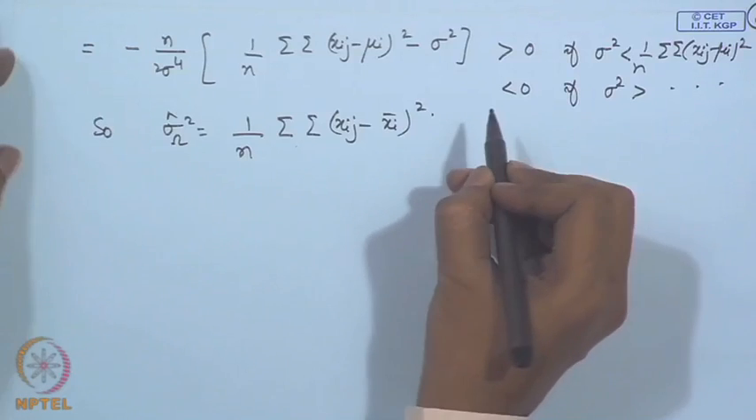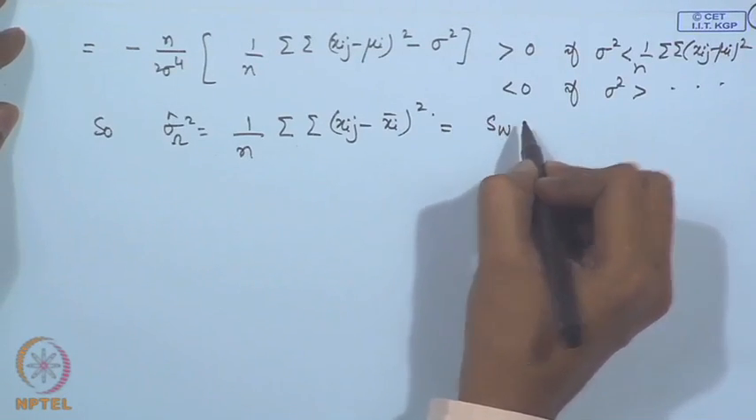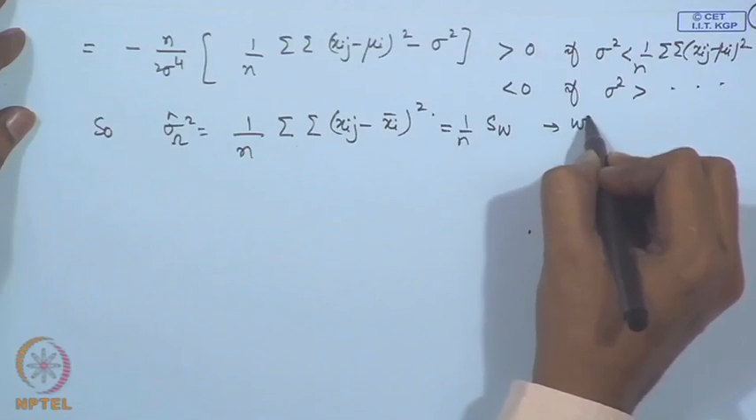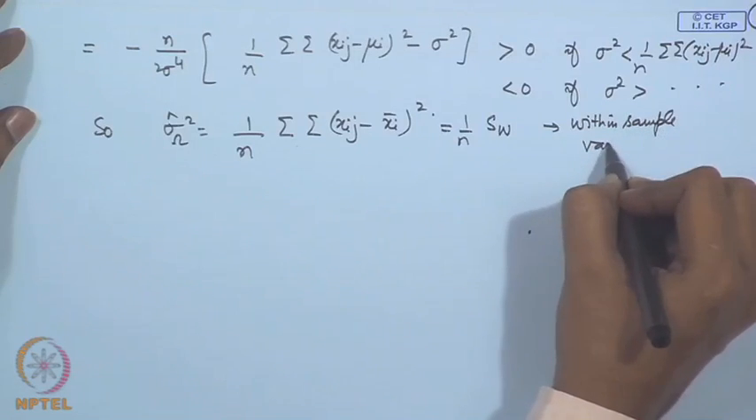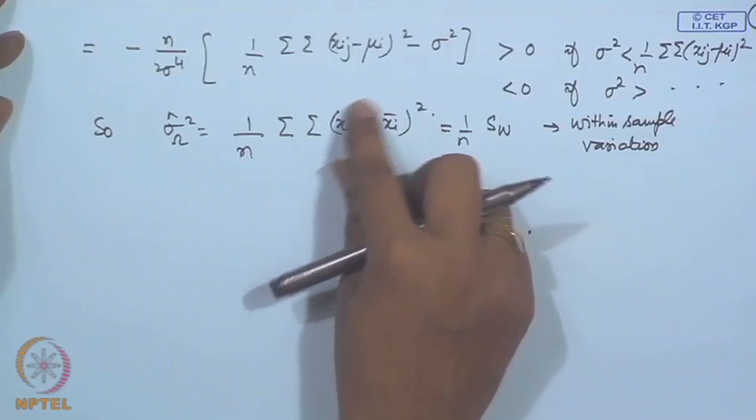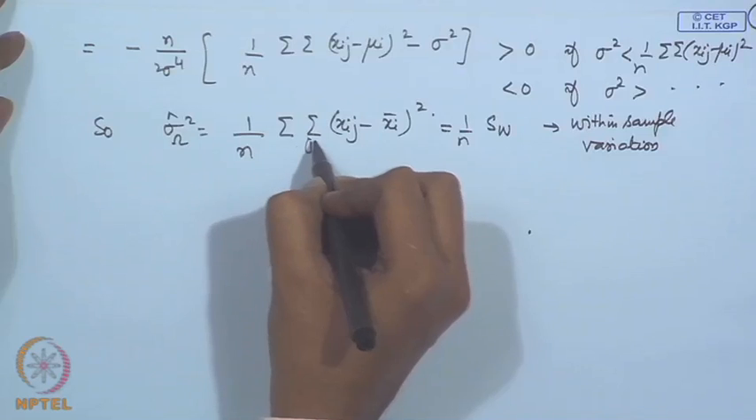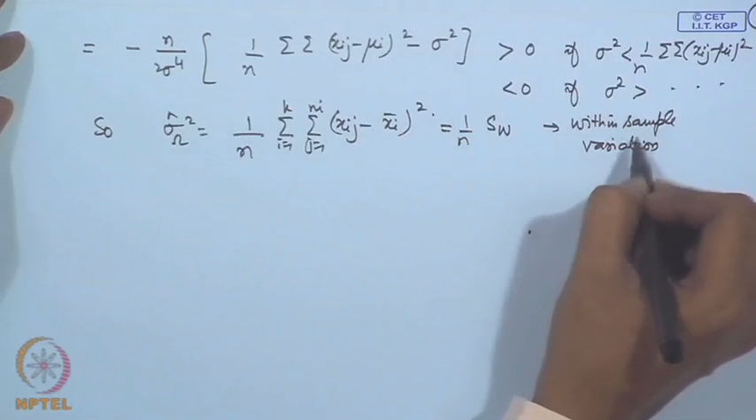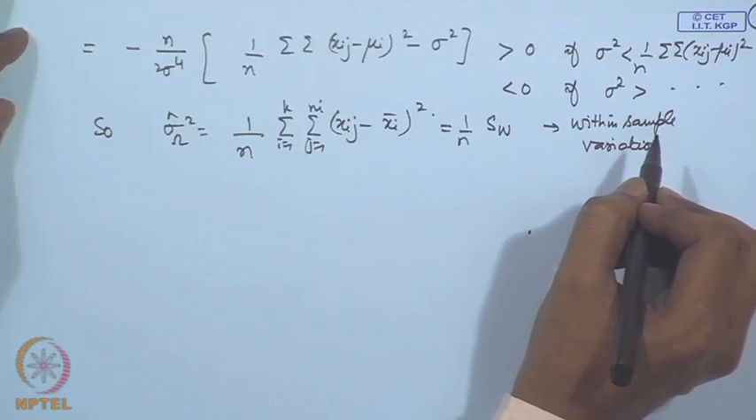I give a notation to this. This is equal to S_w, that is 1 by n within sample variation, because sigma (x_ij minus x_i bar) whole square denotes the variation within the ith sample, and then I am taking sum over all such. So, this is the total variation within each sample I have considered here.